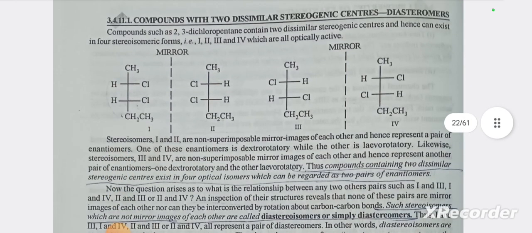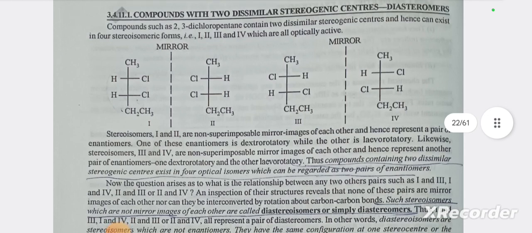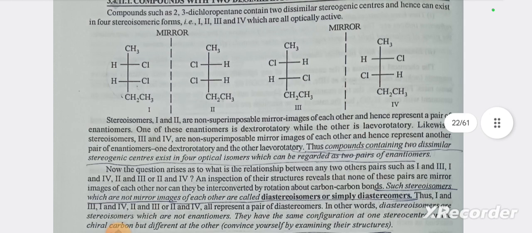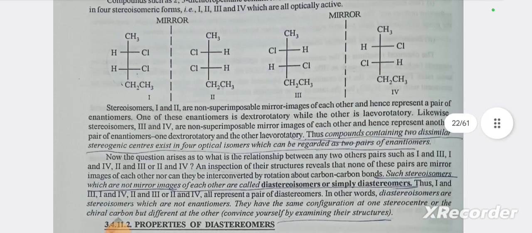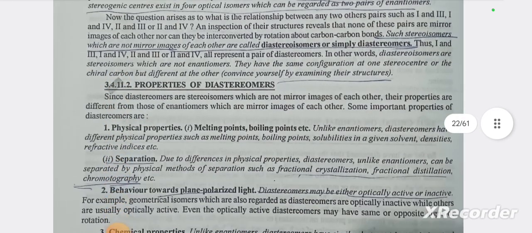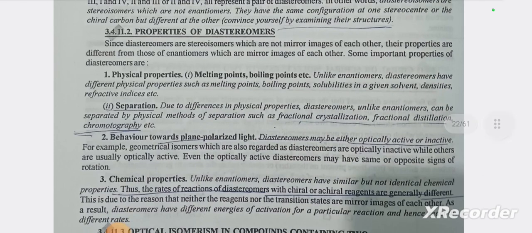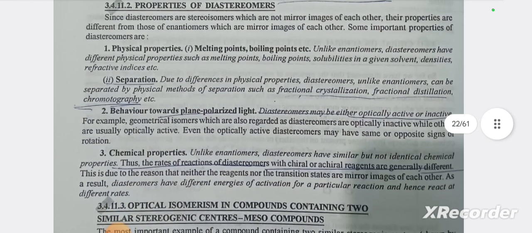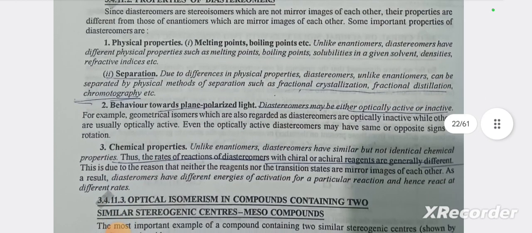Compounds with two dissimilar stereogenic centers: diastereomers. Compounds such as 2,3-dichloropentane contain two dissimilar stereogenic centers and hence can exist in four stereoisomeric forms as shown below. Properties of diastereomers. Since diastereomers are stereoisomers which are not mirror images of each other, their properties are different from those of enantiomers, which are mirror images of each other.